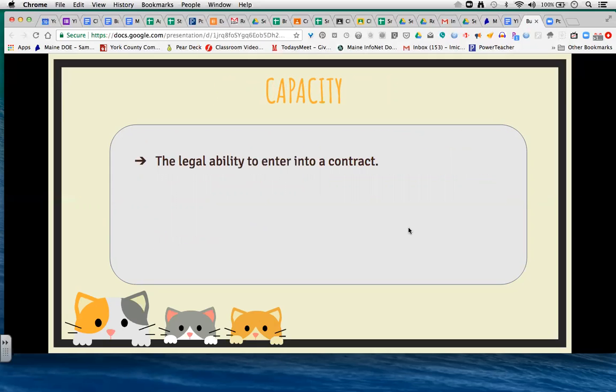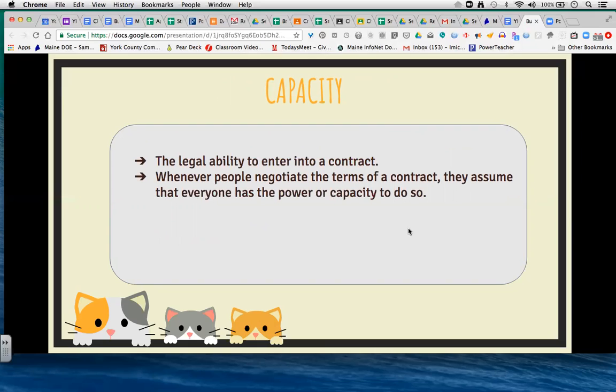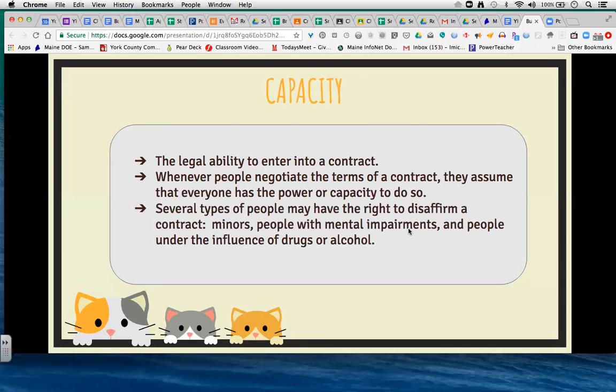Capacity is the legal ability to enter into contracts. Whenever people negotiate the terms of a contract, they assume that everyone has the power or capacity to do so. Several types of people might have the right to disaffirm or get out of contracts, such as minors, people with mental impairments, and people under the influence of drugs or alcohol.